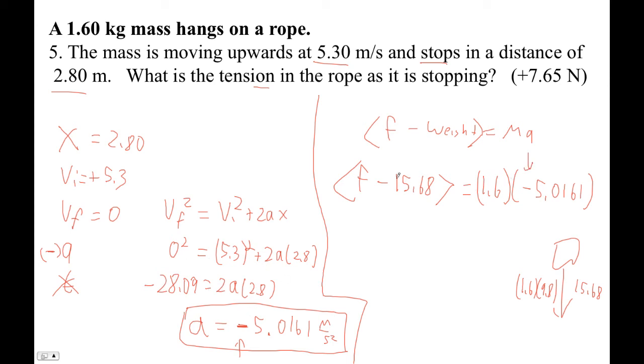It's important. This minus sign is always there. The force of gravity is always down, right? So literally I'm going to go 1.6 times that answer right there, and then add 15.68. And I get 7.654 Newtons, and that's a positive number. So that means it's upward.